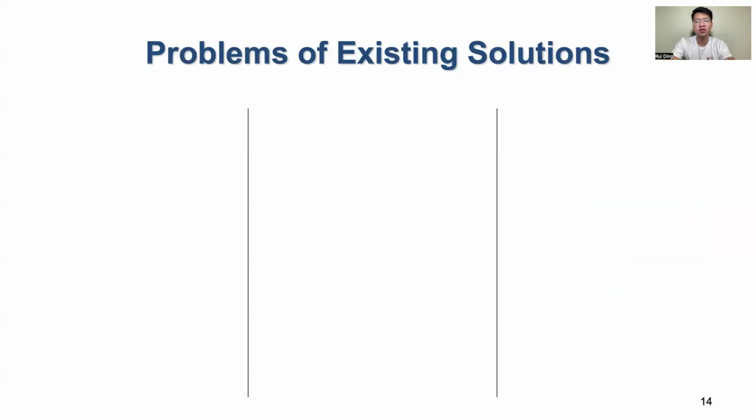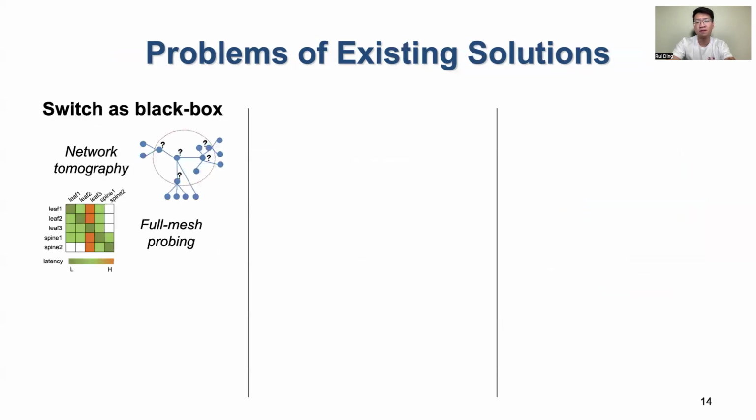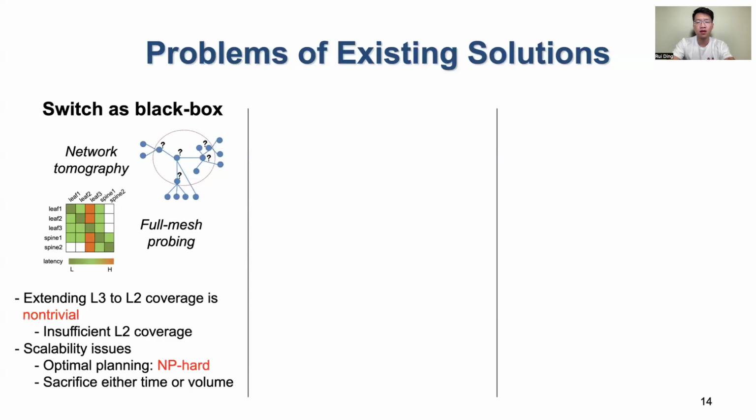Unfortunately, existing solutions fall short of addressing these challenges. We classify them into 3 categories. The first category treats switches as black boxes. This includes methods for network tomography and full mesh probing. Traditionally, they focus on layer 3 coverage, and lowering to layer 2 is non-trivial. They also have scalability issues since the optimal planning is NP-hard. In fact, they usually sacrifice either time or volume to satisfy the other.